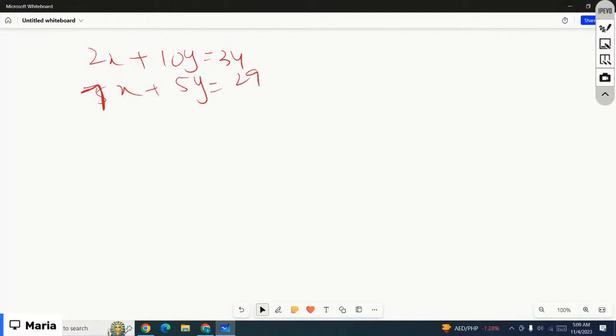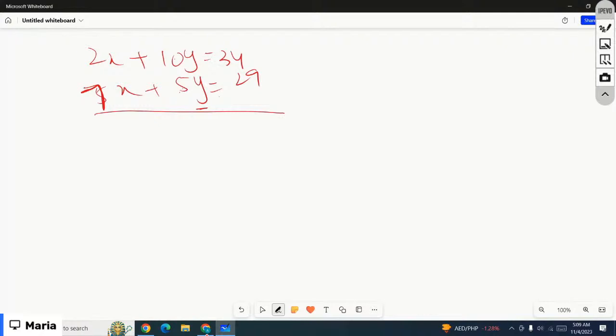Okay, just look at the equations. You have to solve these equations using the elimination method, right? So you can eliminate the variable y when you multiply this equation by 2, because you need to make their coefficients the same. Here you have 10, here you have 5. 5 times 2 makes 10, so you can multiply this equation by 2.